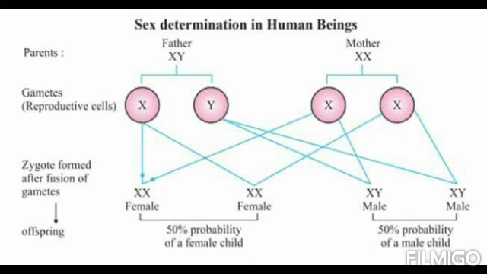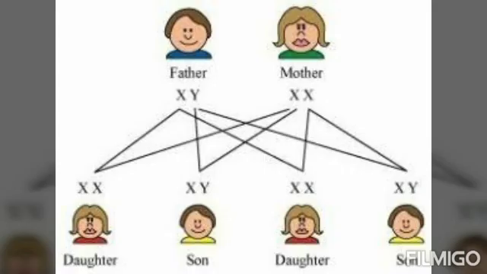Now it depends whether the X will fuse with X or the Y will fuse with the X. The fusion means the mating of the X and Y chromosomes, or the fusion of the gametes of the father and the mother. The zygote is formed after the fusion of gametes. So there is a 50% probability of a female child and a 50% probability of a male child.